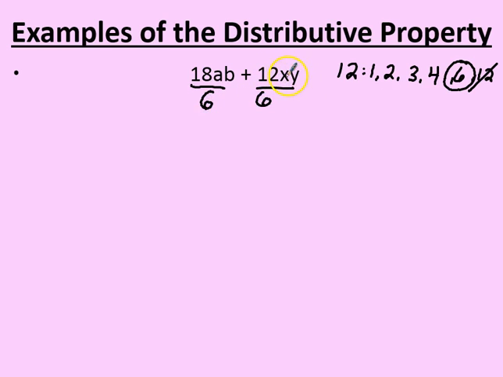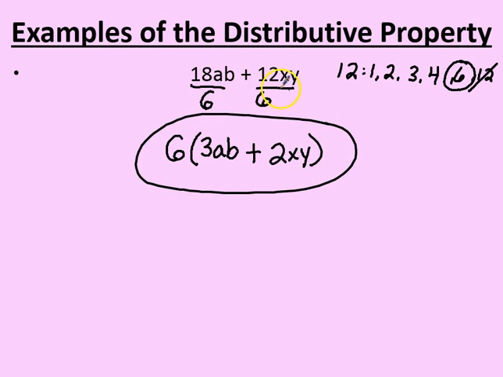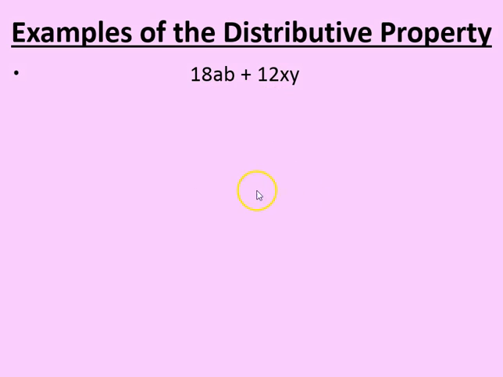Now, 12 also has x, so it could be divided by x, but can this one be divided by x? No, because it doesn't have an x value. Could this one be divided by y? Does this one have a y value? No. So the greatest common factor that these can divide by is 6. 18 divided by 6 is 3, and we still have ab, plus 12 divided by 6 is 2, and we have xy. This is the factored expression equivalent to 18ab plus 12xy.